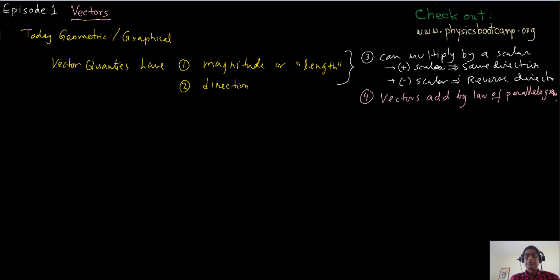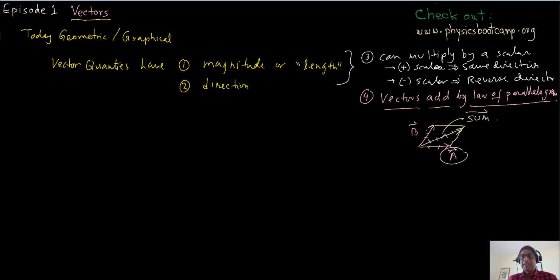So the vectors add, we say, by drawing that parallelogram. So you draw vector A, vector B, and then you complete the parallelogram, and the diagonal is where the sum is, and that's the direction, and the magnitude will be according to the scale of A and B.